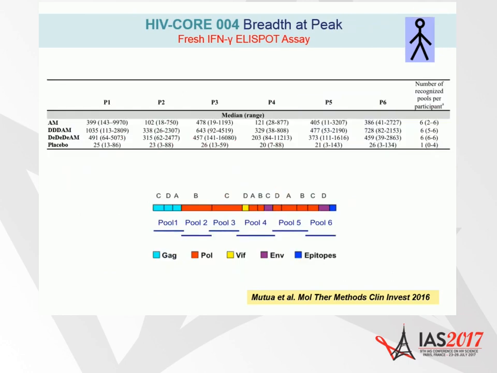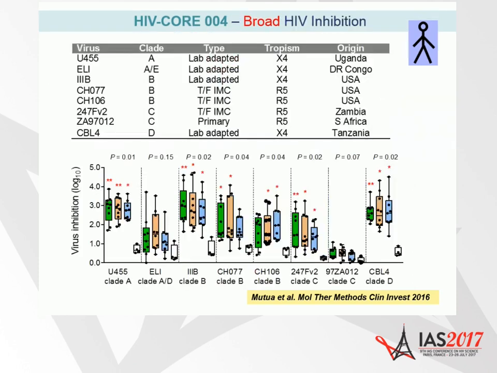As far as the breadth, we have 6 peptide pools across the immunogen. And if we look at the individuals, how many different pools they responded to in these regimens, the median was 6 peptide pools. So we're inducing broad immune responses.